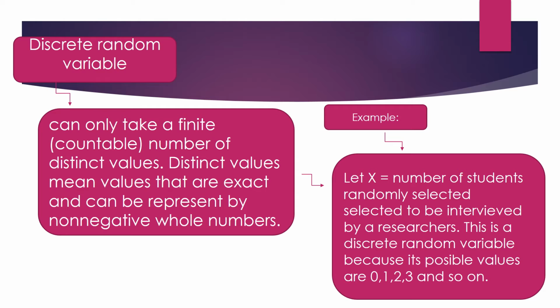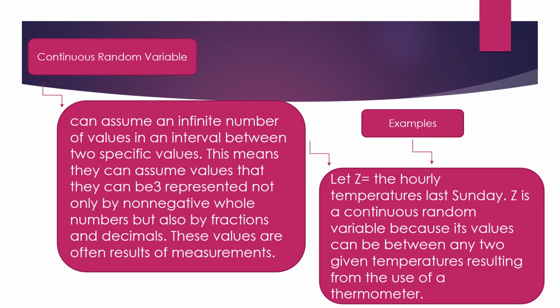And let's have our continuous random variable. A continuous random variable can assume an infinite number of values in an interval between two specific values. This means that a continuous random variable can assume values that can be represented not only by whole numbers but also by fractions and decimals. These values are often the result of measurements.